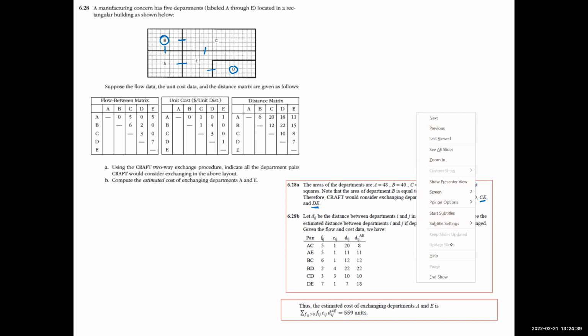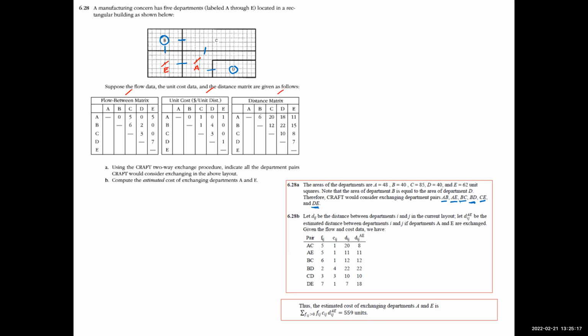Basically what this is saying is you are going to switch A and E. So this will be E now, and this will be A. And it's asking, if that's the case, what will be the estimated cost of the layout based on that change? So you have all this information: the flow, the unit cost, and the distance matrix.